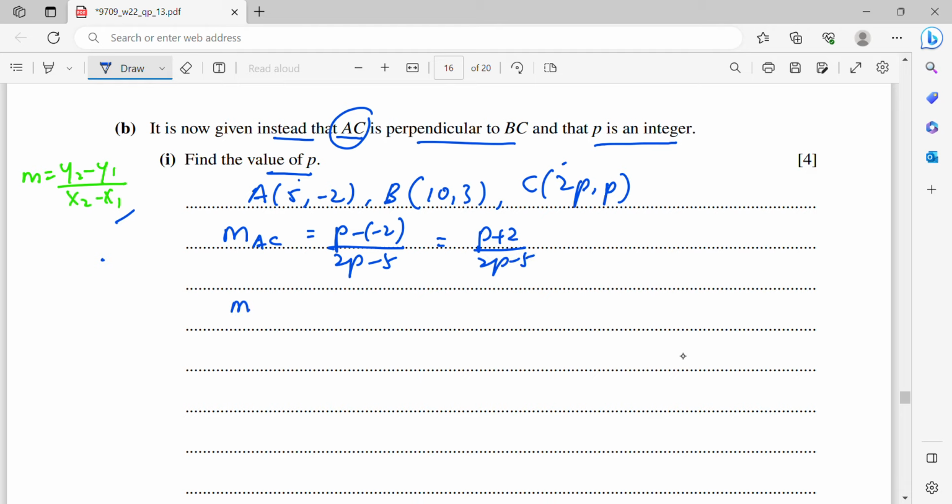Now, the gradient of BC. So again, p minus 3 over 2p minus 10.